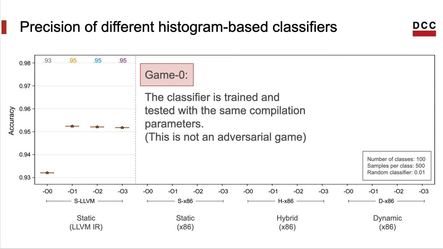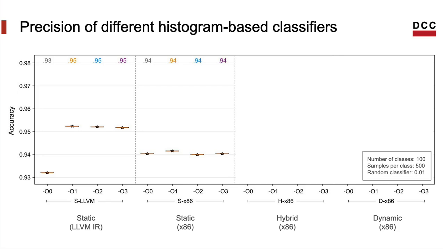Something important in this experiment, regardless of the classifier: mind that the classifier is trained and tested with programs compiled using the same parameters. That's not an adversarial game. So using x86 instructions, accuracy of the static classifier is pretty much independent from the optimization level, about 94%. With the hybrid classifier, accuracy increases a bit. Notice that it increases with the optimization level.